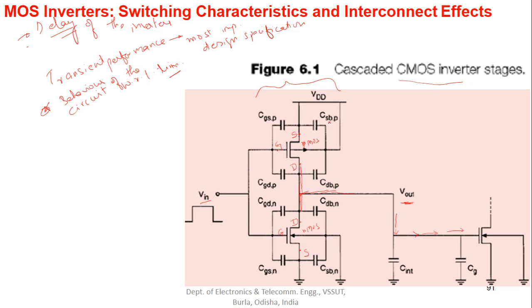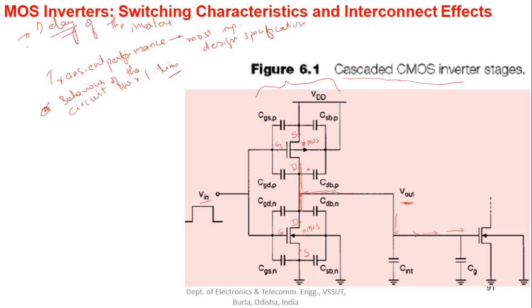So basically what it is, is cascading the inverters in various stages. The first stage inverter is fed to the second stage inverter, and the second stage inverter output is fed to the third stage inverter input, and like that. So you can think of a situation like this.